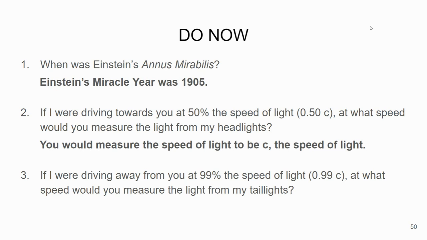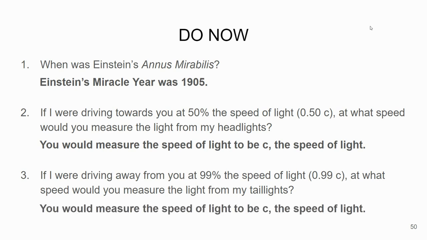And also, the second postulate will answer our third question. If I were driving away from you at 99% the speed of light, 0.99 c, at what speed would you measure the light from my taillights? You would also measure it to be exactly c, the speed of light.